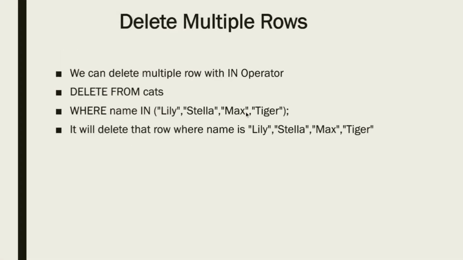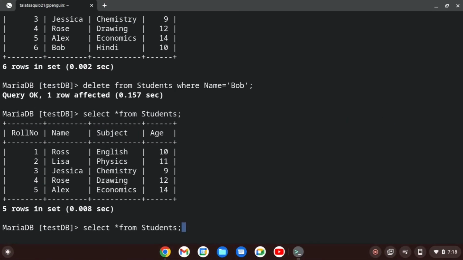So how can we delete multiple rows? We can delete multiple rows with the IN operator. The IN operator allows you to specify multiple values in the where clause. So here: delete from cats where name in Lily, Stella, Max, Tiger. It will delete the rows where the name is Lily, Stella, Max, Tiger. So just note it down. Check it in the terminal.